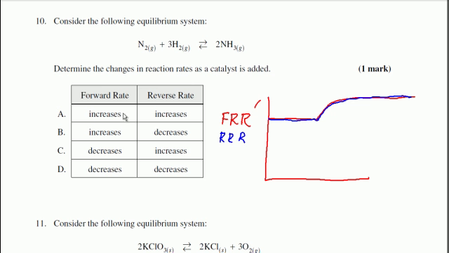So forward reaction rate increases, and reverse reaction rate also increases. So our answer for this one, which is a little bit tricky, is 10A. So make sure to read the question, read forward reaction rate, reverse reaction rate, and your answer is 10A.